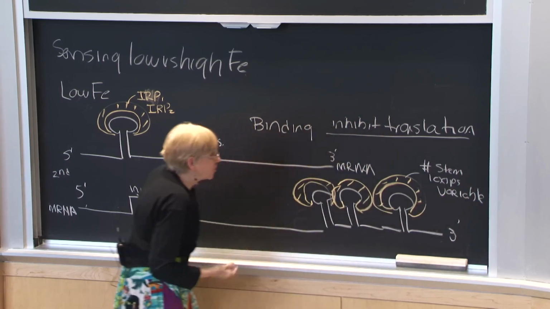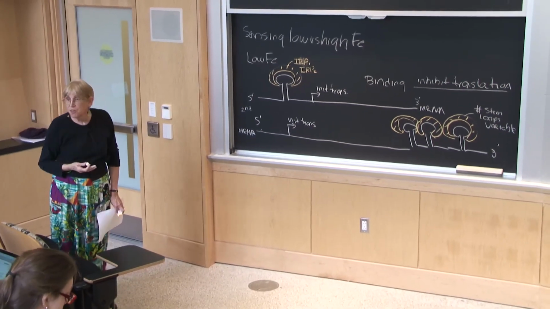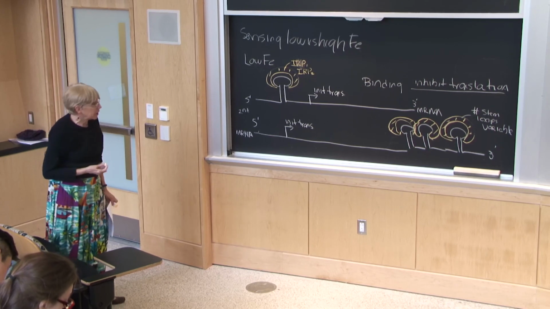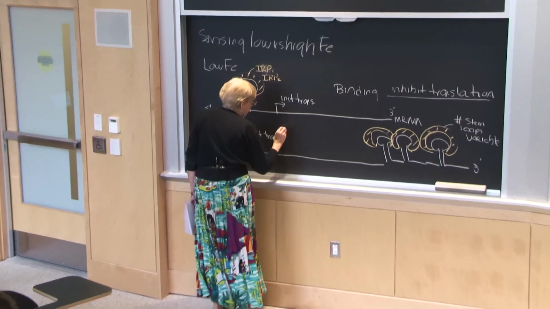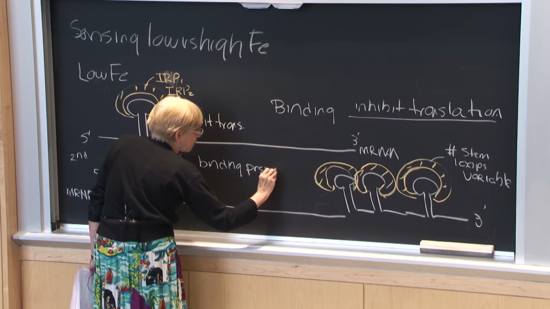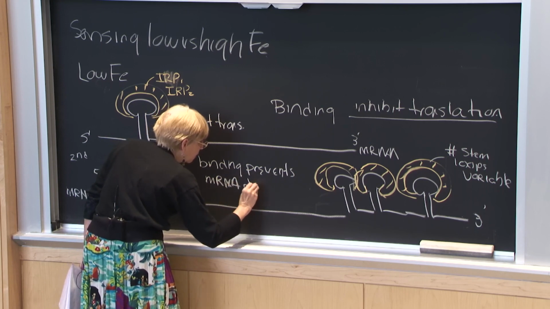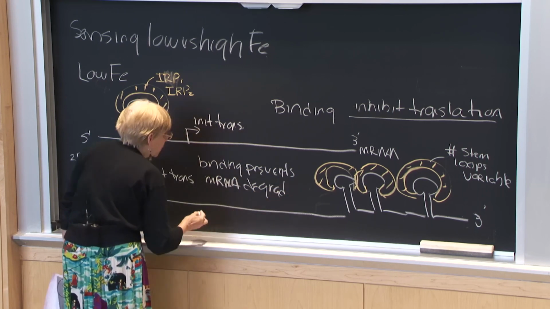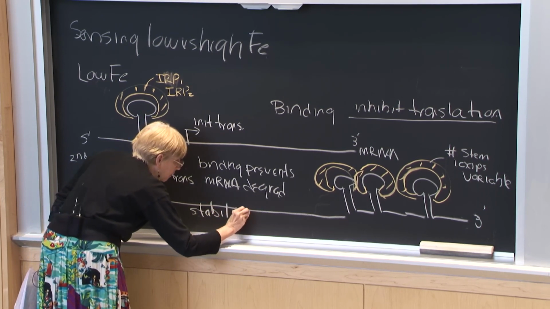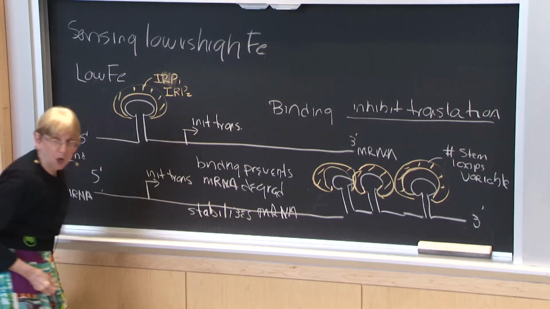Okay, so what does this binding do? What this binding does is it prevents the messenger RNA from being degraded. So it basically stabilizes the messenger RNA. So this model: binding prevents messenger RNA degradation. Okay, so it stabilizes messenger RNA. Okay, so that's the model.